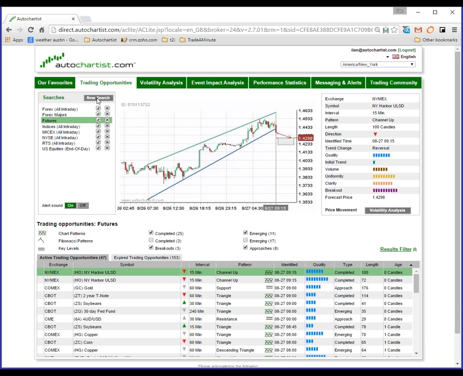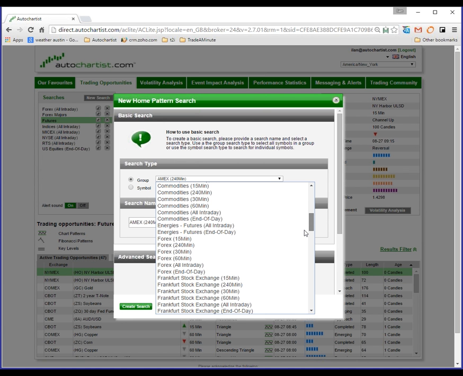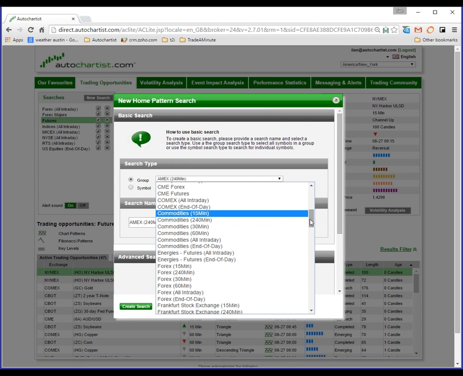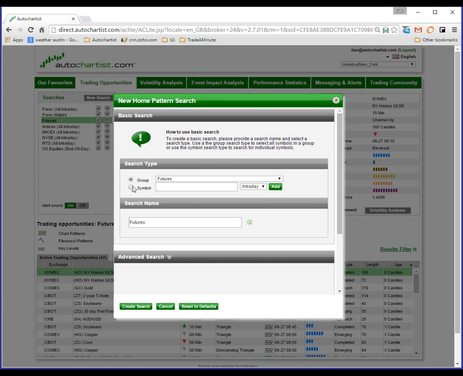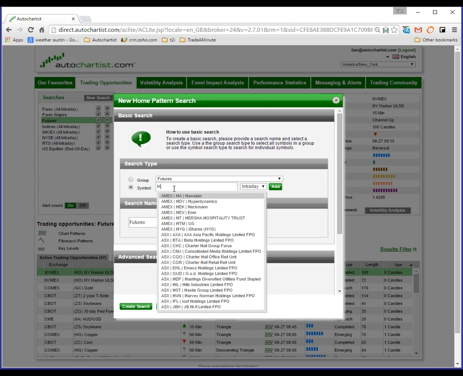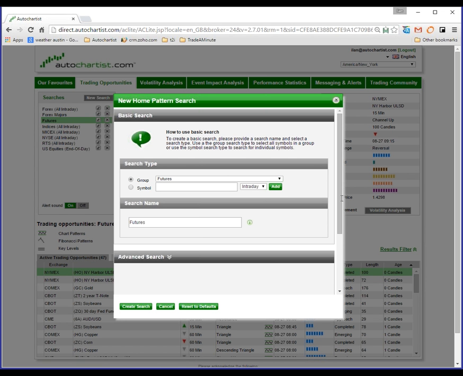What you would do to create a search is click on New Search, and the easiest way to do it would be to find a section that you're interested in. For example, futures, or if you want something more specific, we have something called grains. We have commodities, energies, so all different types of future contracts. The futures one is the most general one, or you can look for specific instruments, find the instruments that you want and add them in instrument by instrument, although that's quite a big job.